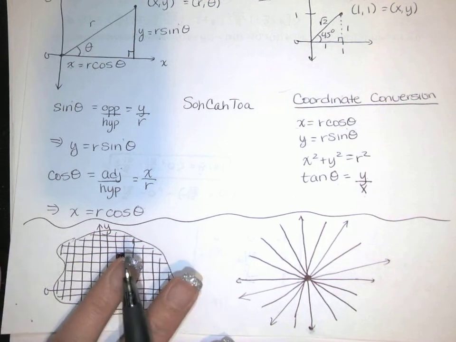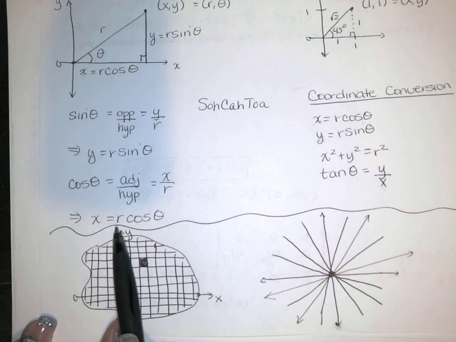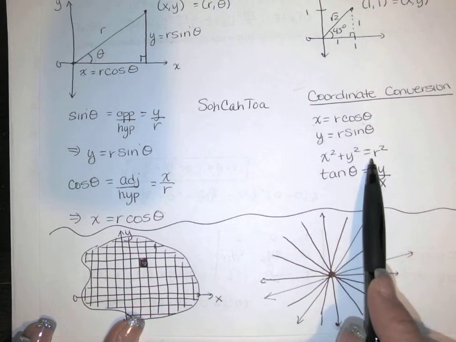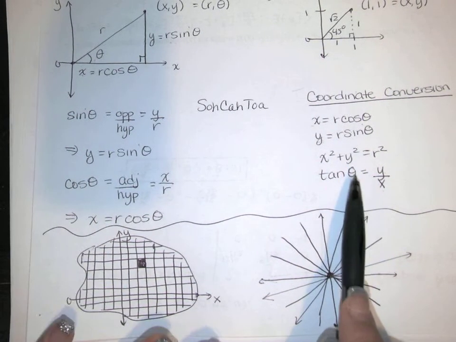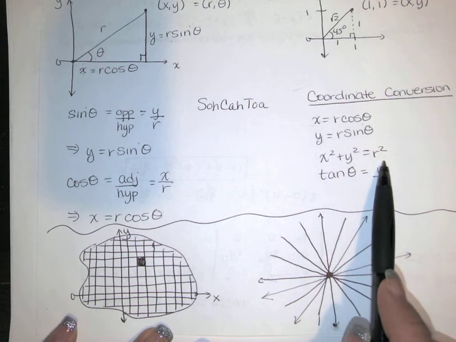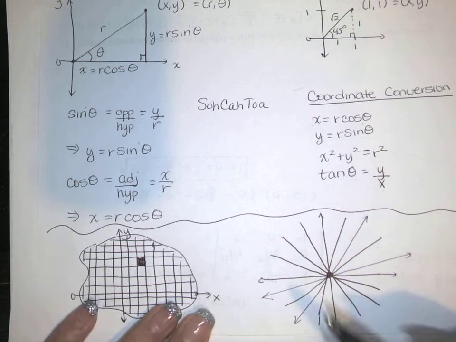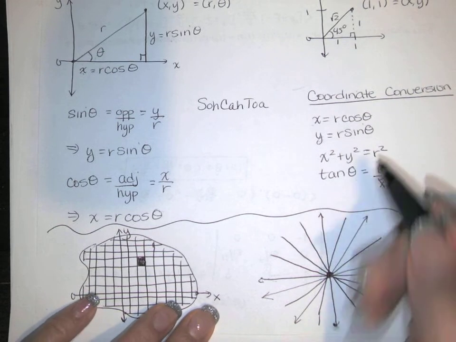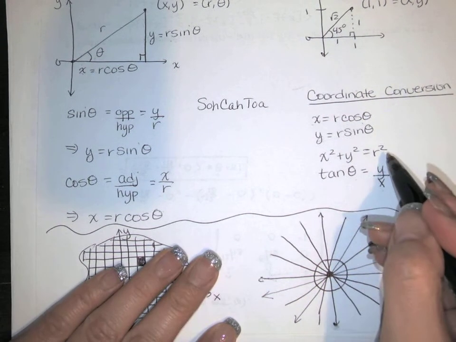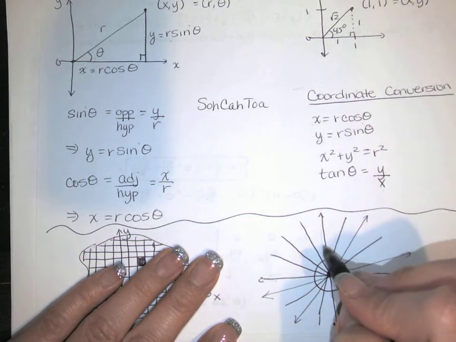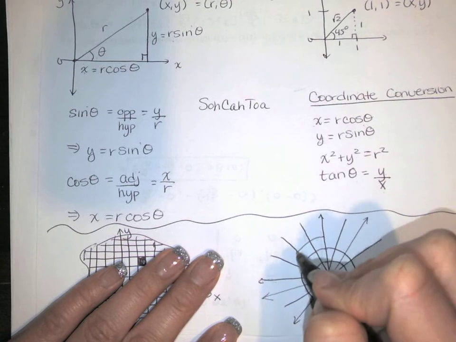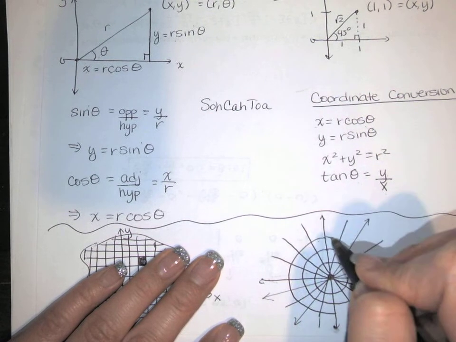And remember that r is a directed distance from the origin. Or if you look at this, it's even more obvious. If r is equal to a constant, we end up with a circle centered at the origin of radius r. So when r is 0, we're just at the origin. When r is 1, we're in a circle of radius 1. If r is 2, we'll have x squared plus y squared equals 4. That's a circle of radius 2. R equals 3, we're in a circle of radius 3.